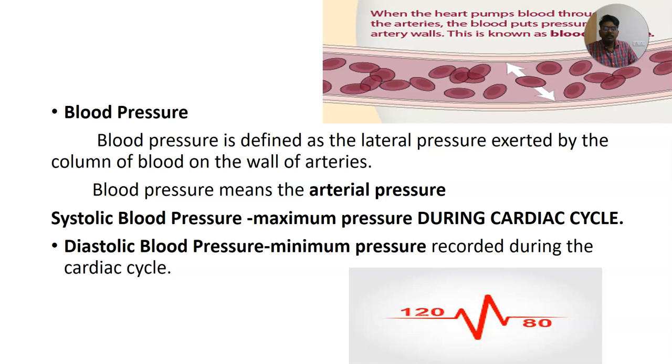Blood pressure is defined as the lateral pressure exerted by a column of blood on the wall of arteries while flowing through it. Right? So blood pressure is nothing but the arterial pressure. It comprises two readings, systolic blood pressure and diastolic blood pressure.